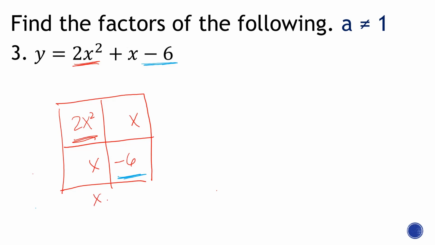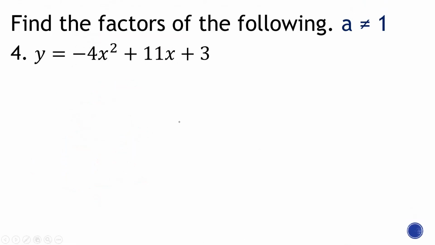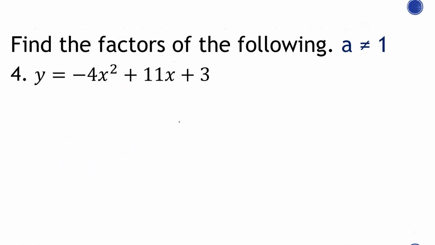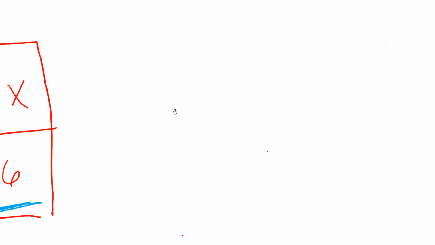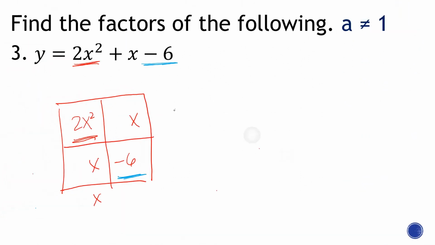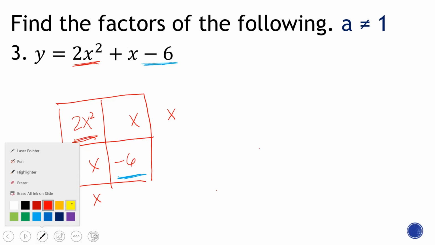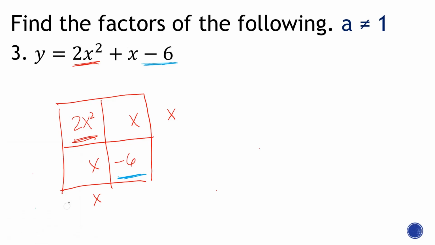Write the x's in advance. Let's go back here. There you go. And then after that is multiply 2 and negative 6. You got to consider the sign. So 2 times negative 6 is negative 12.